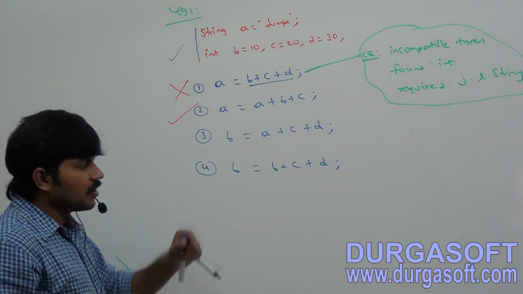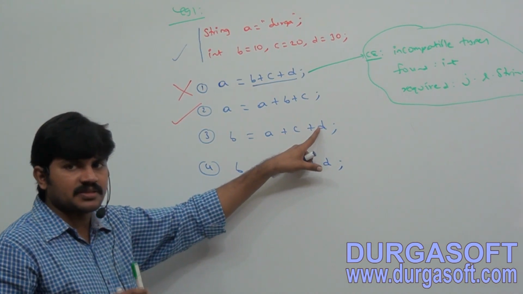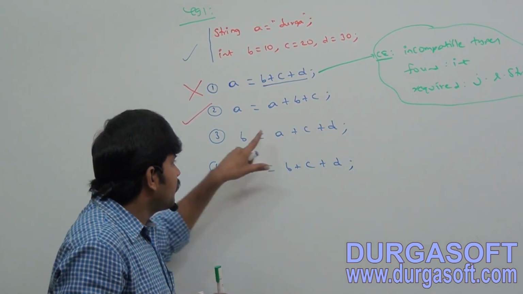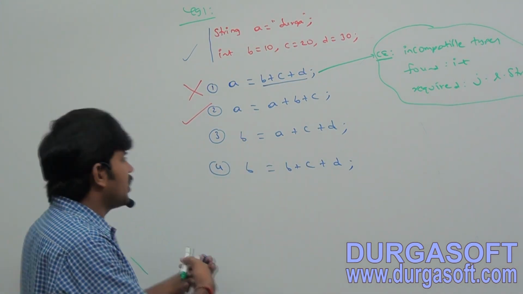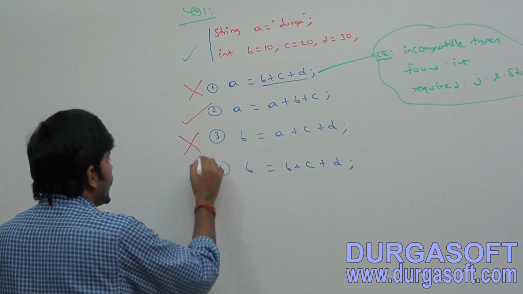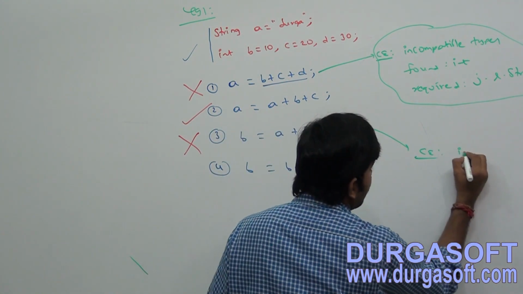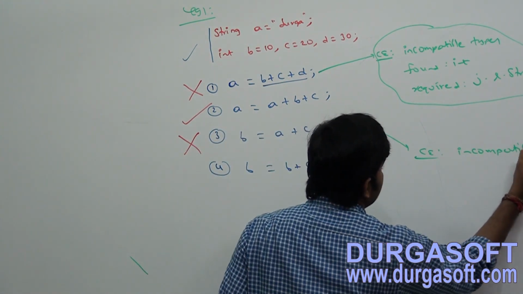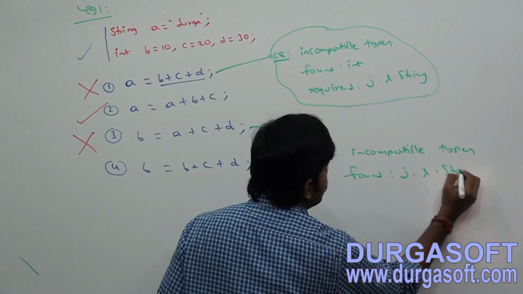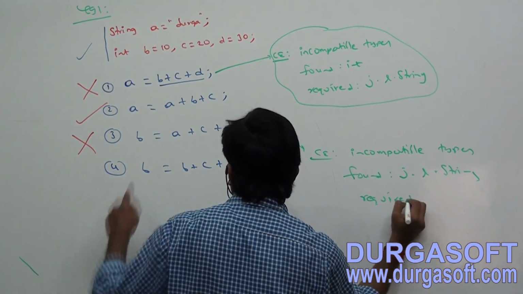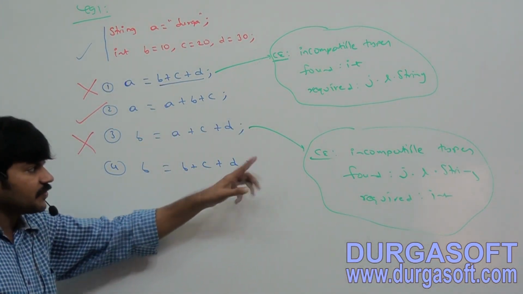I hope. What about the third one? B is equal to A plus C plus D. Sir, A plus C plus D, what type? String. But B is what type? Int. How can you assign a string value to an int variable? That's why this one is invalid. What compile time error are we going to get here? Incompatible types. Found java.lang.String, required int.